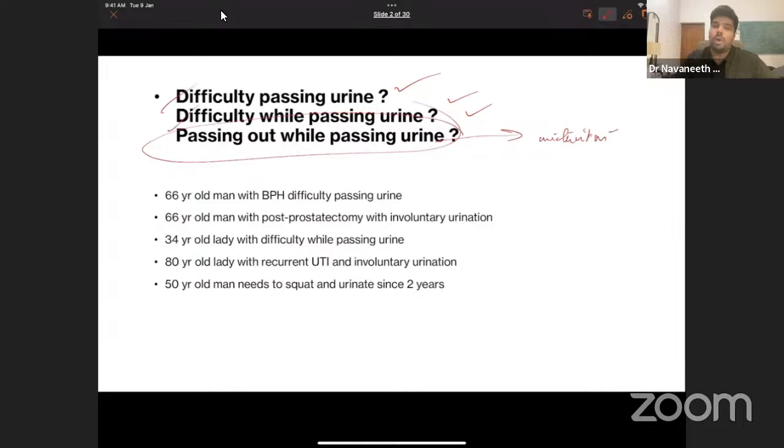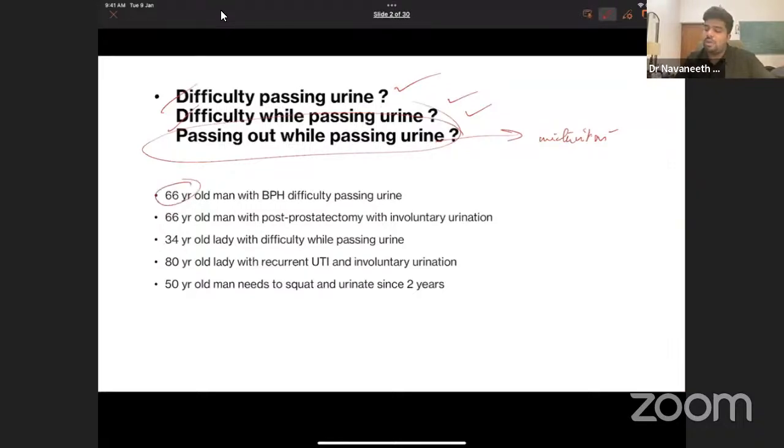But the first 2 topics are difficulty passing urine and difficulty while passing urine. These 2 are extremely different and need to be analyzed. But at face value, all patients come out with the only complaint that there's some problem with urination. It could range from frequency, dysuria, hematuria, anything, but they'll not be able to tell it unless you probe with closed-end questions. So we'll come back to these questions at the end of this session to understand and get answers.